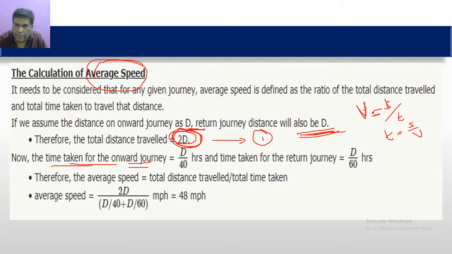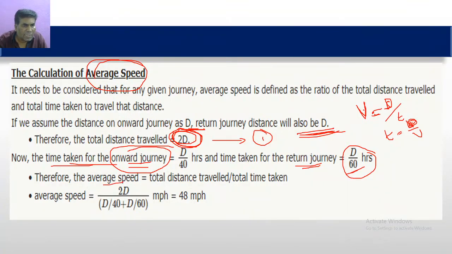So let us take the distance symbol as d here. Velocity equals distance by time. So then what is time? Distance by velocity. During the onward journey, the time is distance by 40 miles per hour, d by 40. During the return journey, with what speed is it coming? 60 miles per hour. d by 60.